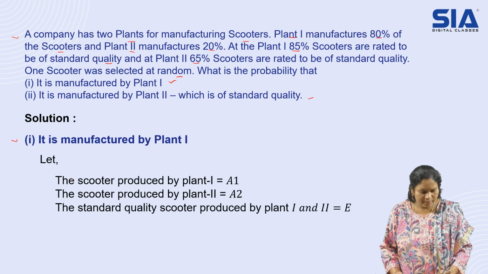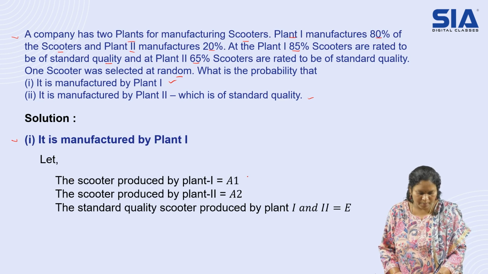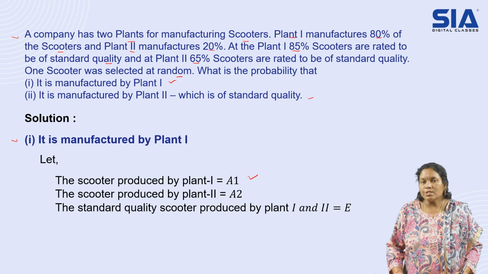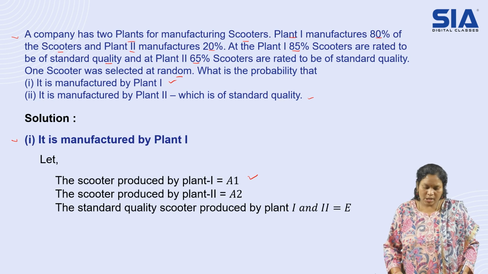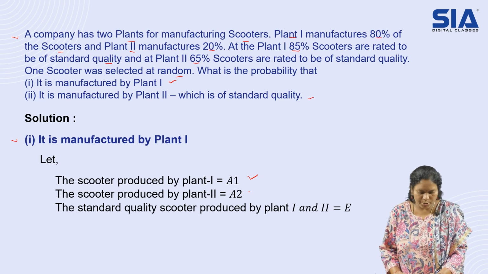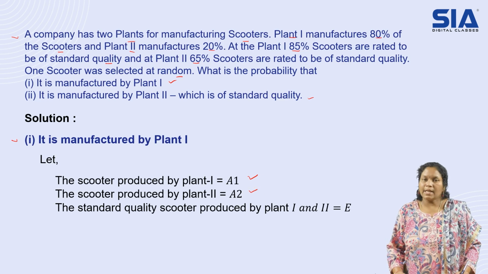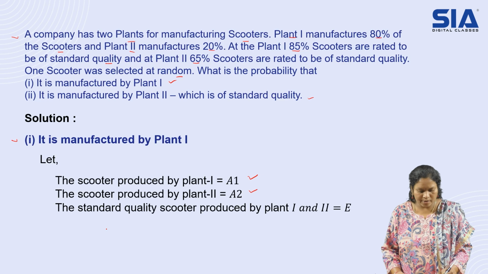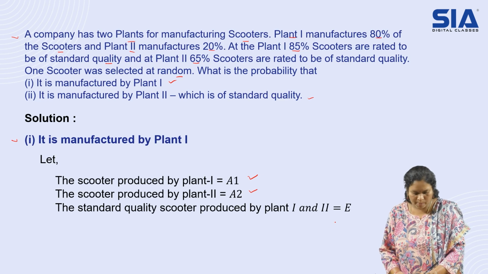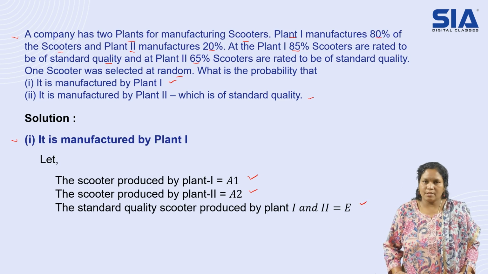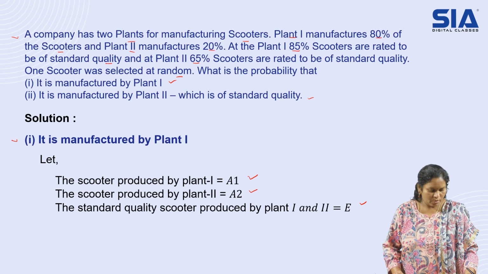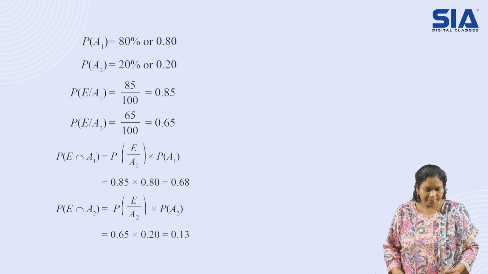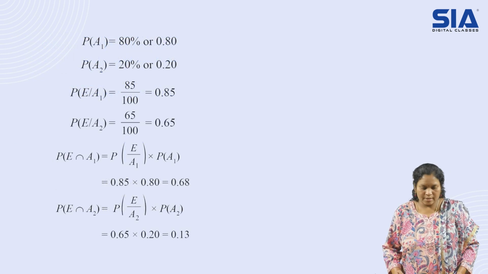Let the scooter produced by plant 1 be A1. I am taking notations according to Bayes theorem. So A1 is the plant 1 scooter. Next, the scooter produced by plant 2 is A2. Then a standard quality scooter produced by plant 1 and plant 2 is E. So quality levels I am considering as capital E.